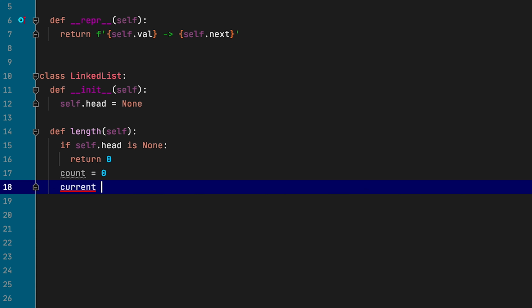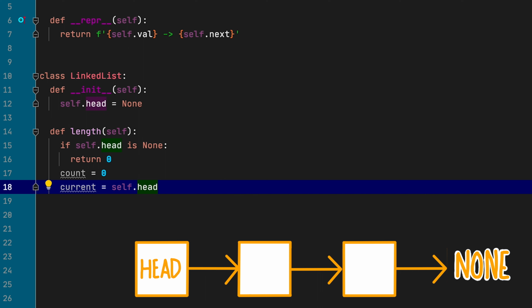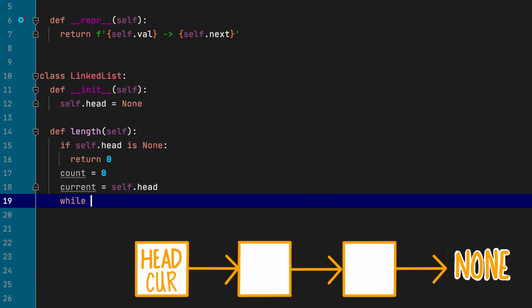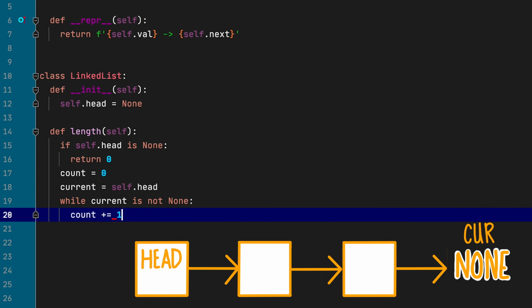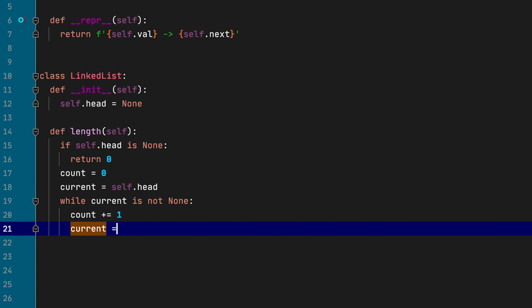Next, we'll hold a reference to our linked list head in this temporary variable. The reason why we can't use the head as the variable to iterate over the list is because we'll lose a reference to the start of the list if we change its value. So we'll set our current equal to our head, then keep iterating as long as current is not none. And for every iteration, while current is not none, we'll increment our counter by 1, and we'll reassign our current variable to be equal to current.next. This moves it one node down the chain. Then return the count once we're done iterating.